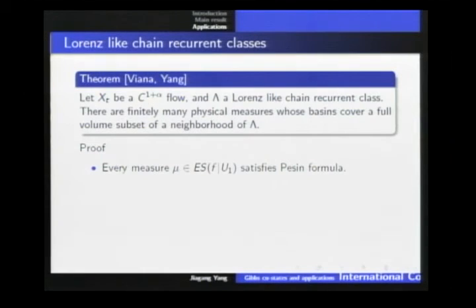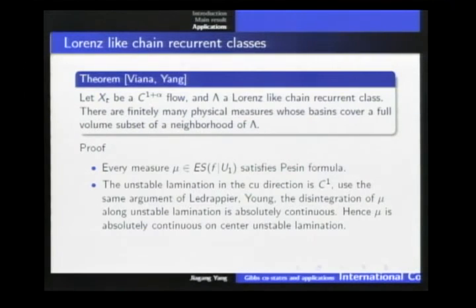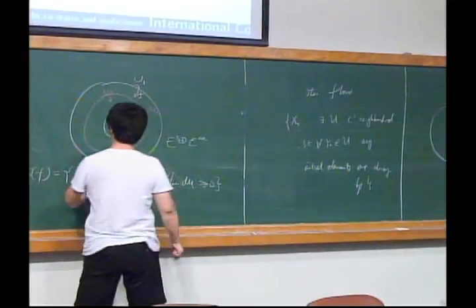Every measure, as I said, should satisfy the Pesin formula. Then we have some trouble. If we get the Pesin formula, we would like to say that the measure is absolutely continuous with respect to the unstable direction. But there are some problems.